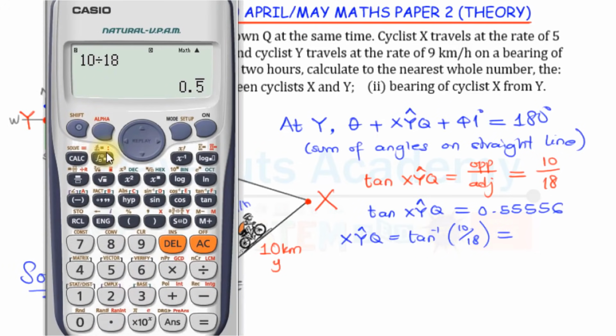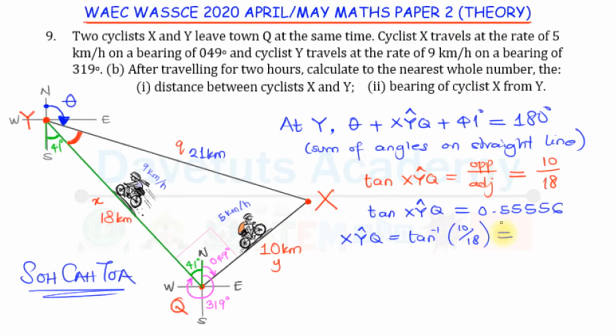Here I can say arctan of the answer I just got, that's 29.054, or I could have said directly it is arctan 10 over 18. So what's this? 29.0546. Good.